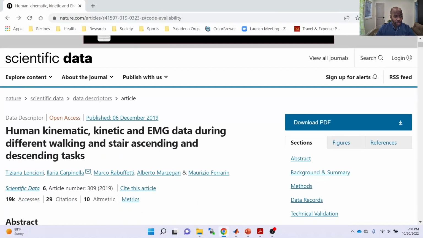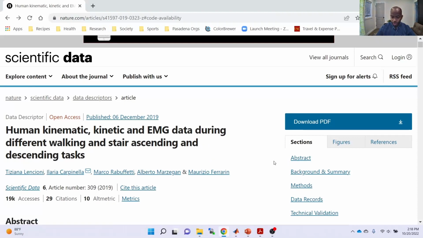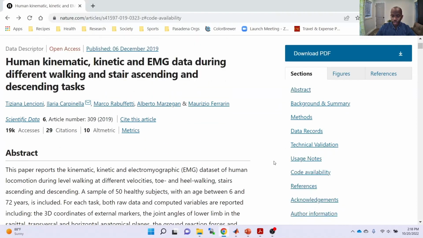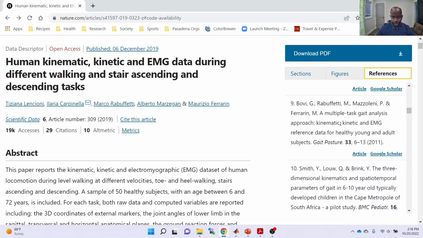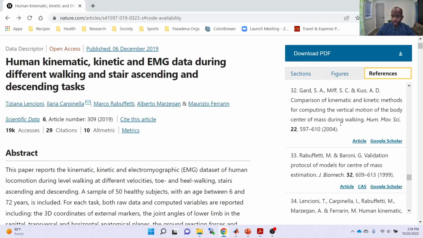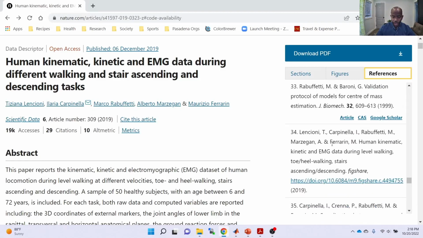All right, so we started here in the scientific data website through Nature. I downloaded the PDF that we were just reviewing, but the actual data are linked through the web version of the manuscript. So in this case, we can go to the references. I've already done this, but we can go to reference 34, and this is a link to a website called Figshare, which is just one repository that people use to share data and figures related to their work.